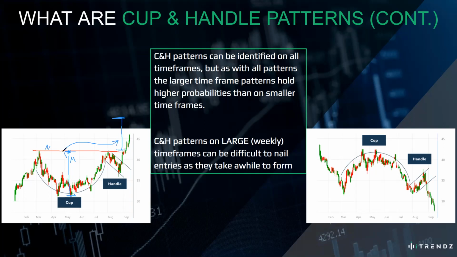I'm trying to depict that this is your neckline, where you break above to that next extension that you measured from the cup. That is the full formation of the cup and handle pattern. You have your handle here. You can take the break up towards your neckline and then take another trade and/or add into the current trade and trade it up again.